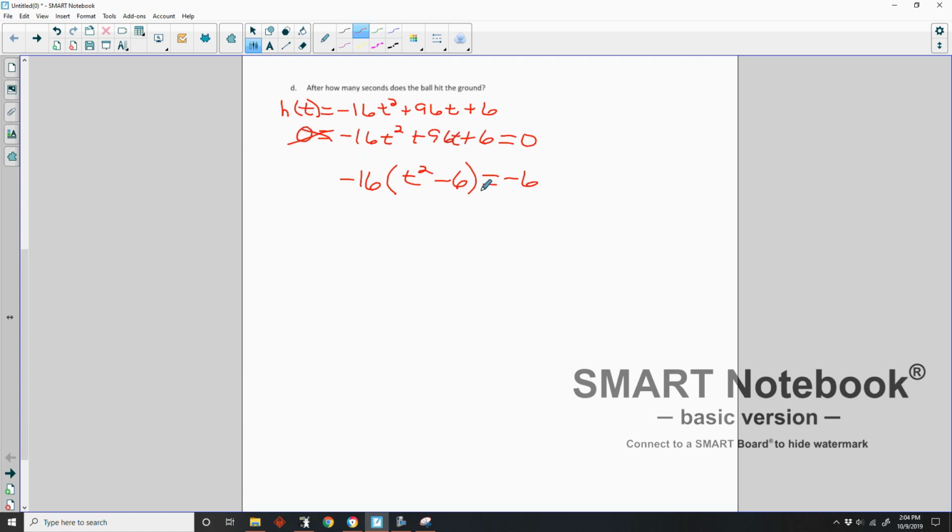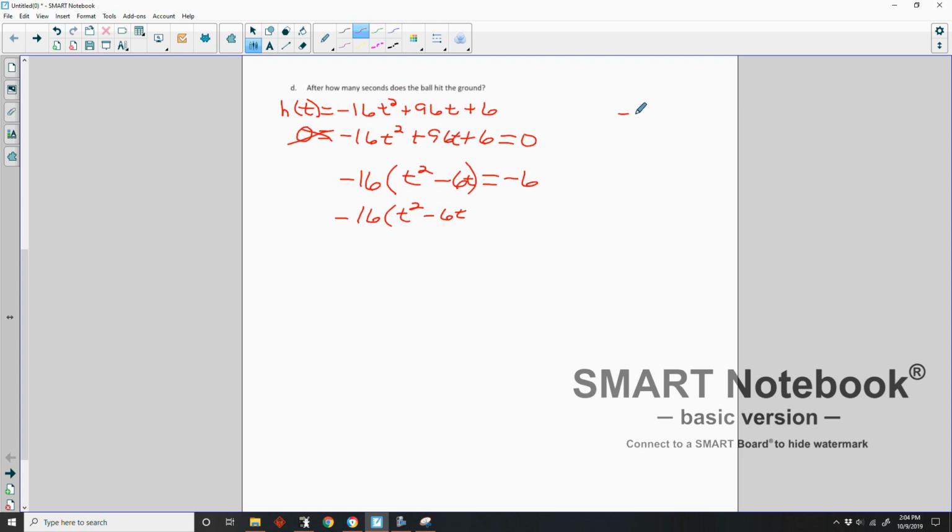If you don't remember how to do completing the square, go back and watch that video. So now I have this t squared minus 6. That's not a perfect square, so I need to continue. And it's going to be t squared. There should be a t here, by the way. Minus 6t. And what we do is we divide this by 2.